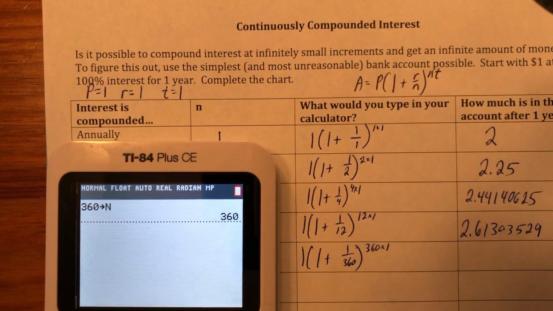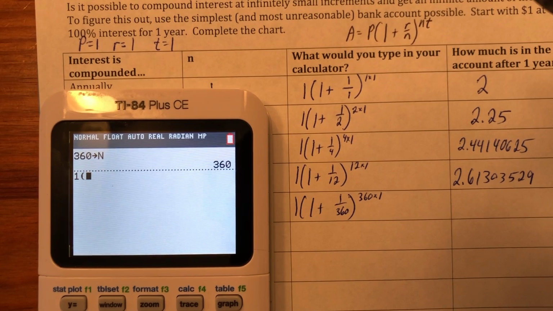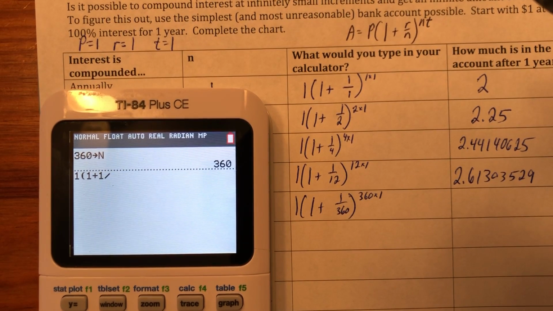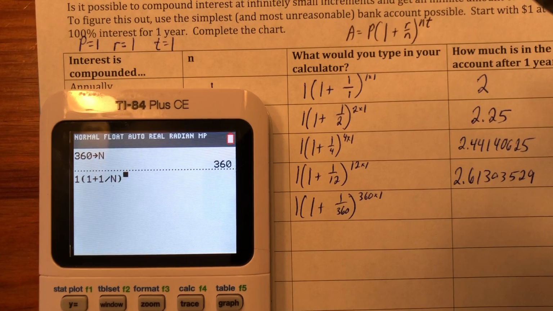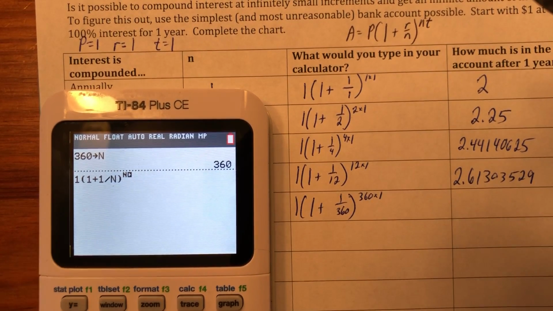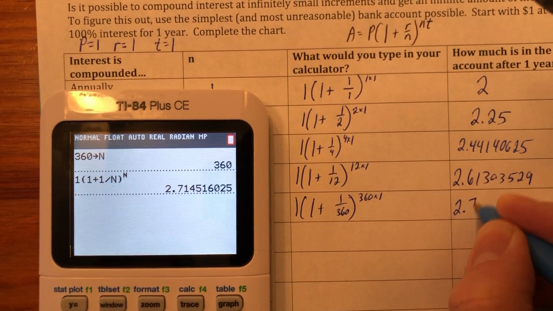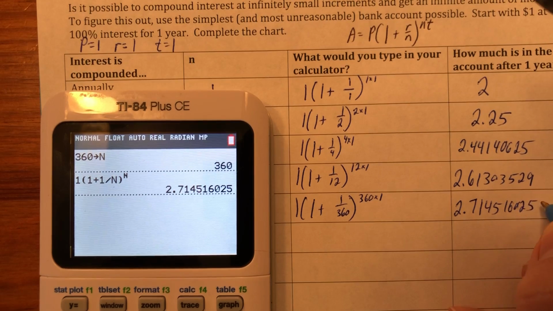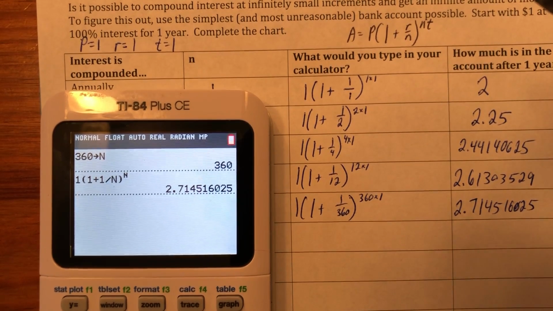So from here on out, I could just type 1 plus 1 over N, and we'll raise it to the N times 1. I'm going to leave off the times 1. I can leave off that 1 in the front too. I just choose not to. So I will have $2.714516025.